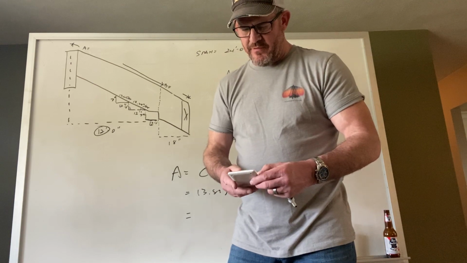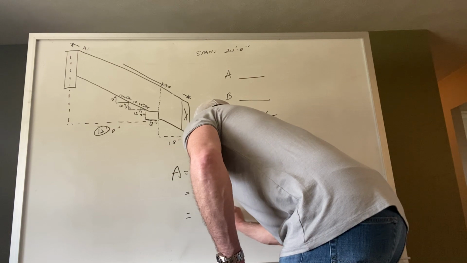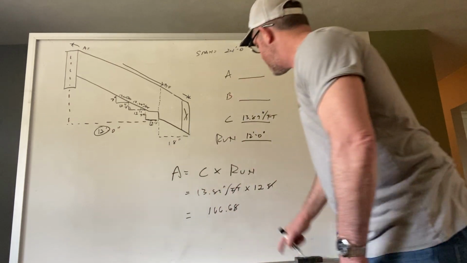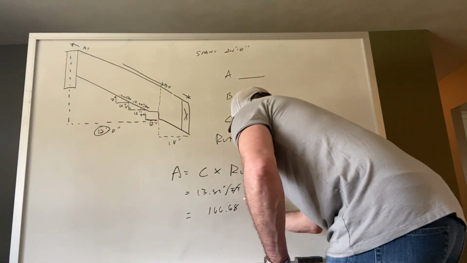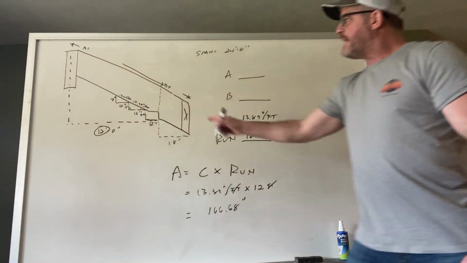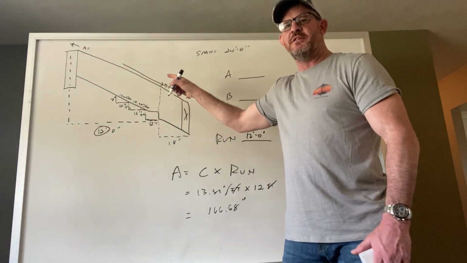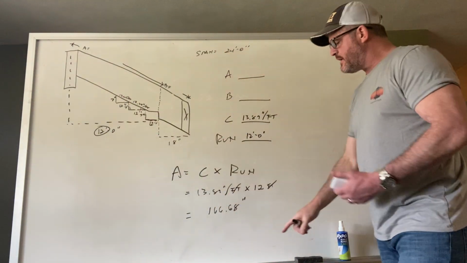13.89 times 12 gives me 166.68 what? Okay, my feet canceled, so what's left over? Inches. 166.68 inches. Okay, do I want that dimension in inches? No, of course not. I want it in feet and inches. So what am I going to do?